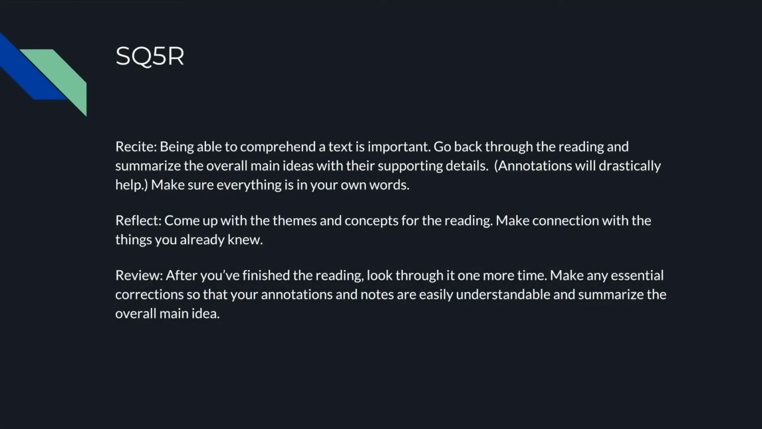Recite. Being able to comprehend the text is important. Go back through the reading and summarize the overall main ideas with their supporting details. Annotations will drastically help. Make sure everything is in your own words. Reflect. Come up with the themes and concepts for the reading. Make connections with the things you already know. Review. After you finish the reading, look through it one more time. Make any essential corrections so that your annotations and notes are easily understandable, and summarize the overall main idea.